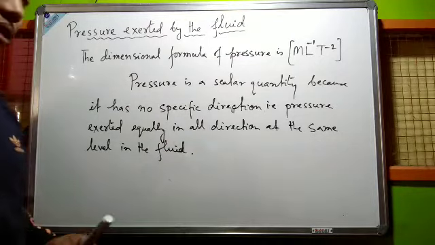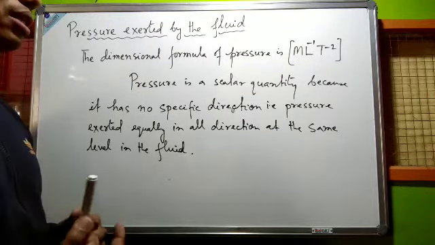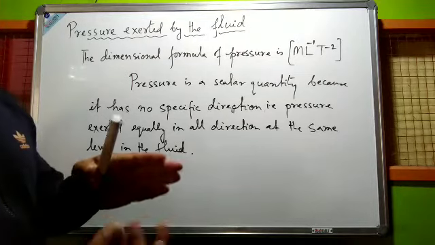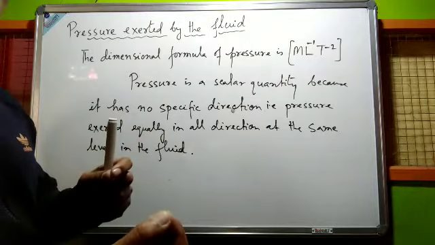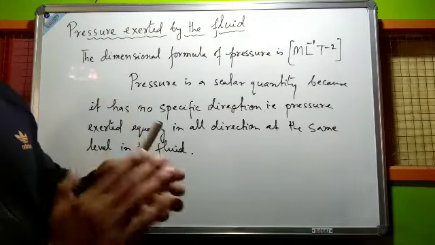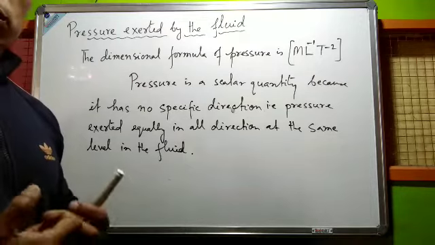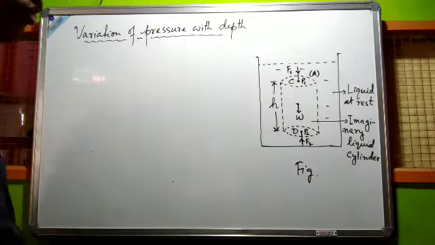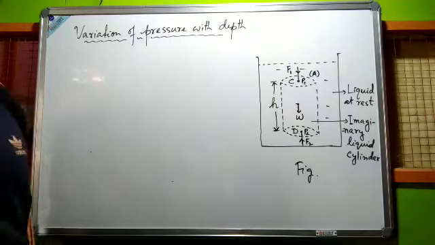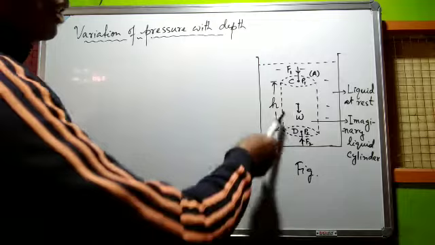And next we have to discuss the variation of pressure with depth, that is, the depth of the liquid. How does the pressure at a point inside the liquid change as the depth of the point increases? So first we have to observe this figure in order to find out the variation of pressure with depth.